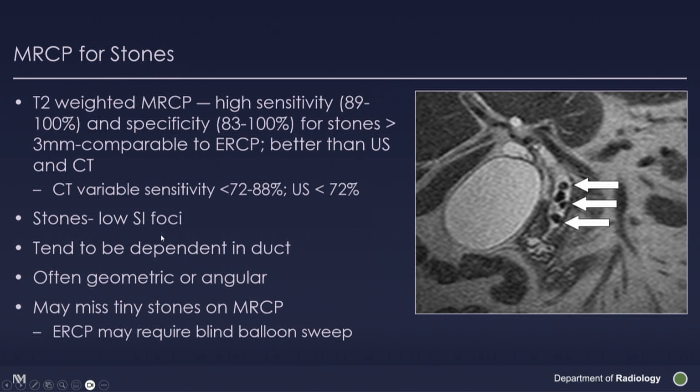And the stones, as I mentioned, are low signal intensity. They're dependent in the duct. They often have these geometric or angular shapes. Some of the smaller MRCP stones we may miss.